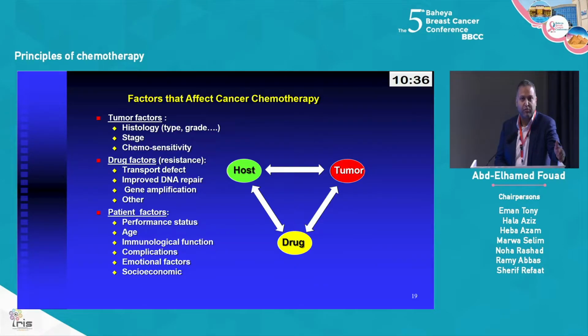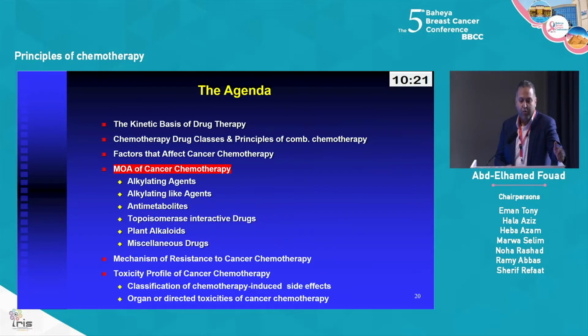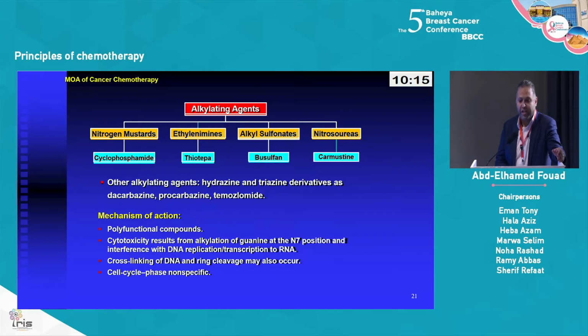And patient factors like age, performance status, presence of comorbidities, immunological function, emotional factors, and socioeconomic factors in the patient treated with cancer chemotherapy. We will take some ideas about the mode of action of cancer chemotherapy. We will start with the alkylating agent family.